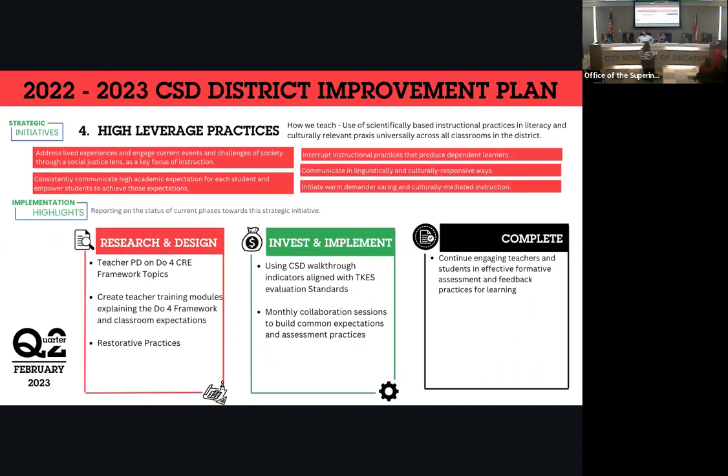To round it out, I'll talk about our high-level practices. Last year, the teaching and learning team embedded culturally responsive indicators into the Georgia Teacher Evaluation Standards. This year, in collaboration with the equity teams, the federal programs, and the schools, we've been utilizing the CSD walkthrough tool to gather data about instructional processes. In the fall semester, we visited all classrooms and all schools, and are currently working on spring semester observations.